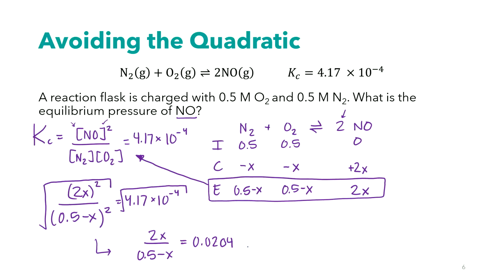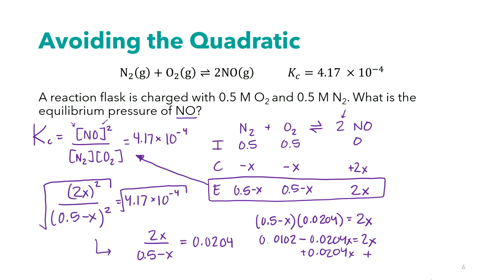So what I'm going to do is multiply both sides by 0.5 minus x. I'm going to go through and solve for x. I'll have 2x equals 0.0102 minus 0.0204x. All right, and there's an x there. So I'm going to add to both sides, isolating my x's.